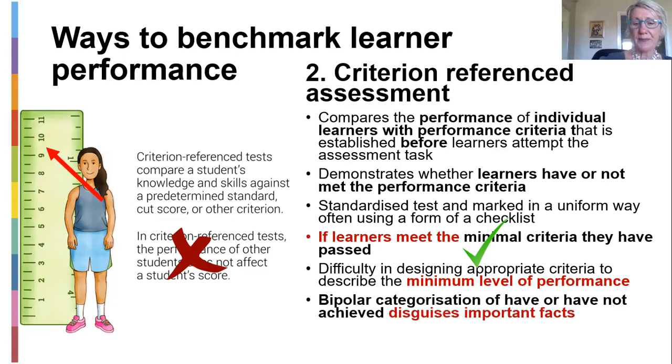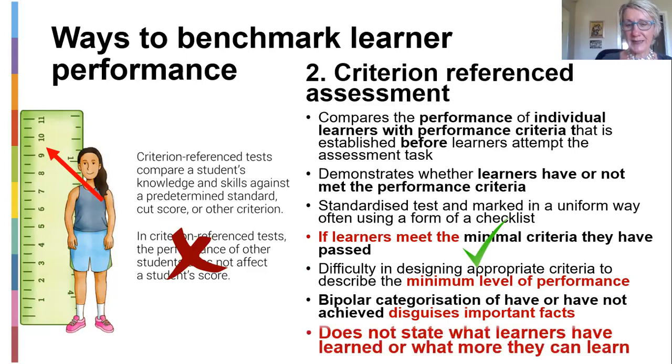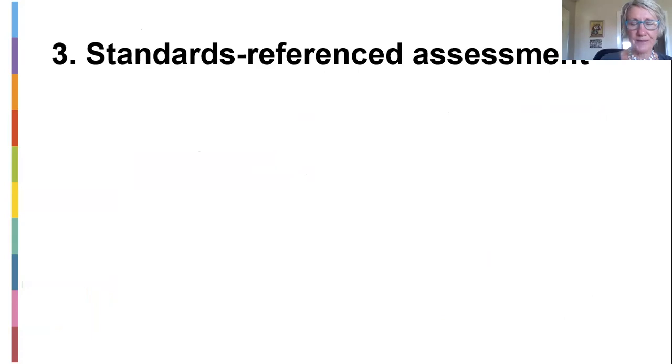The problem is you have this bipolar categorization of having or not having achieved those important criteria. So it disguises other important facts. It does not state what learners have learned or what they can learn. I'm saying you haven't reached those criteria, but I don't really know what you have learned, and I don't know what more you can learn. So that's also a limitation of this.